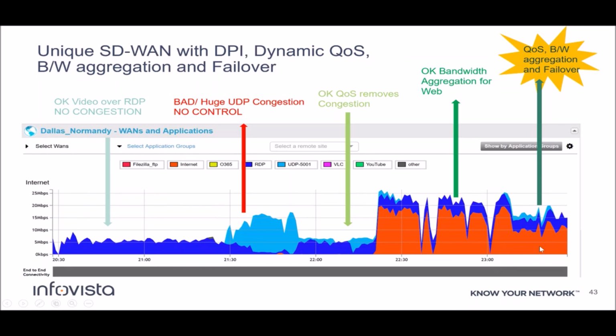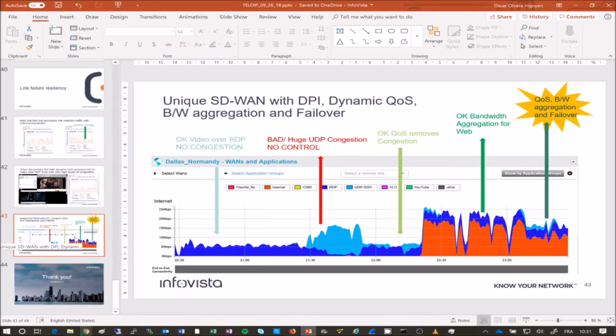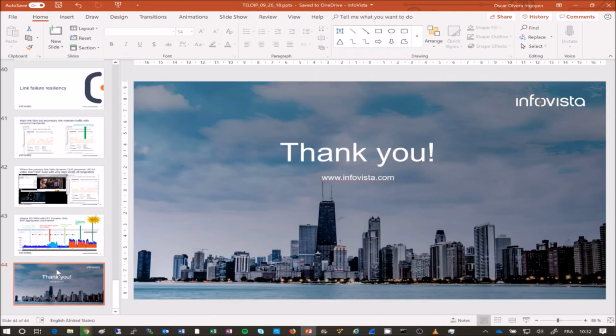So here we are showing all the four use cases: visibility, control, bandwidth aggregation, and link failover, working in this SD-WAN X or SD-WAN 10. So I hope this video has been illustrative of putting together layer 3 capabilities of TELOIP and the layer 7 application intelligence of Infovista. Thank you.